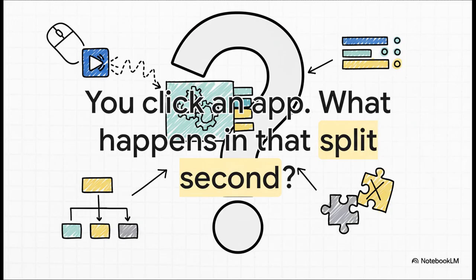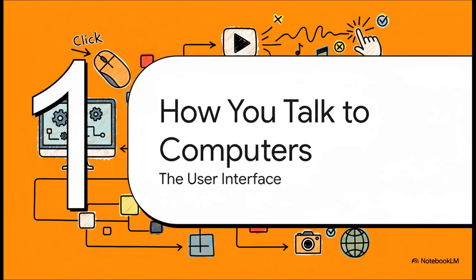You click an icon, right? And in a blink of an eye, a whole app just springs to life. It feels like magic, but I promise you, it's not. It's actually a super fast, super complex dance of instructions, and we're going to break down exactly what's happening in that tiny split second. Okay, so first things first, how do we even tell a computer what to do?